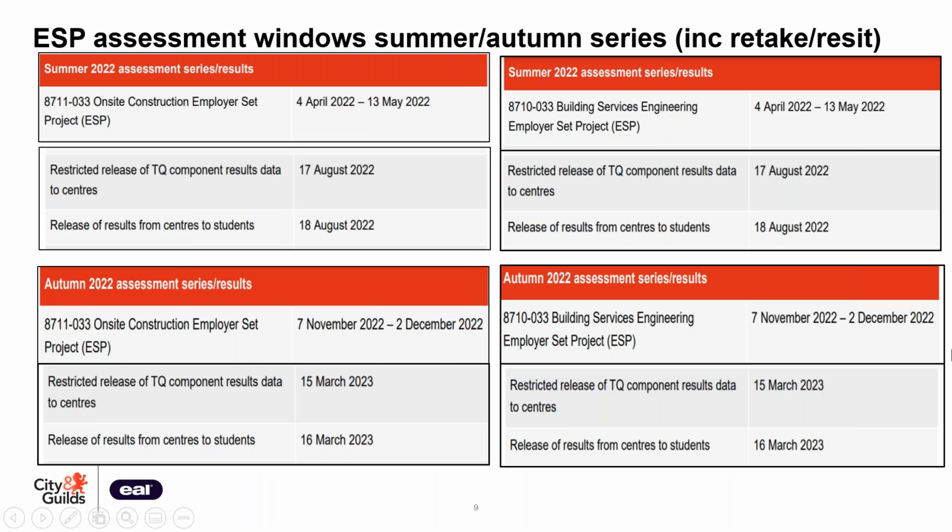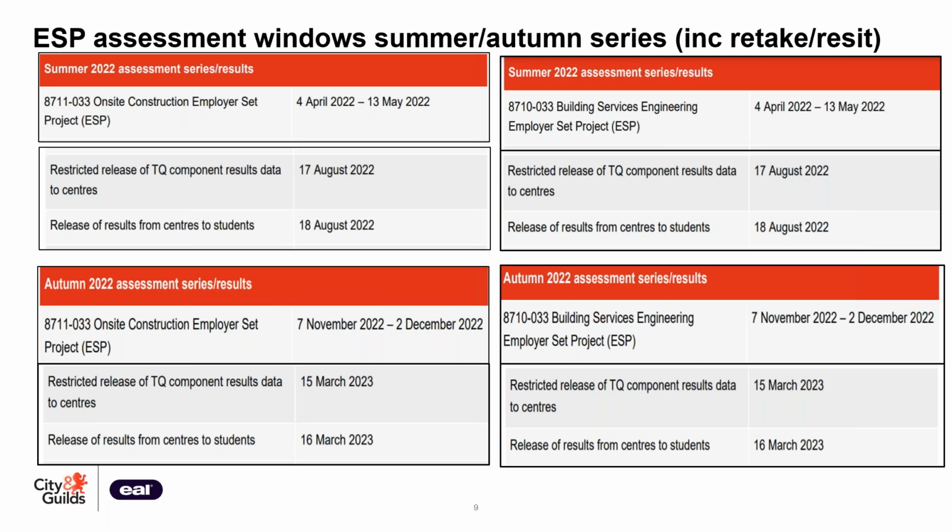So here are your assessment windows for the summer and autumn series, and I've also included the retake and resit dates. The left-hand side of the slide is on-site construction and the right-hand side is BSE. The ESP is released to you on the 28th of March. You will be given guidance on how to release this to your learners in the guidance that's coming in mid-March, but it opens on the 4th of April and closes on the 13th of May for both on-site and BSE.